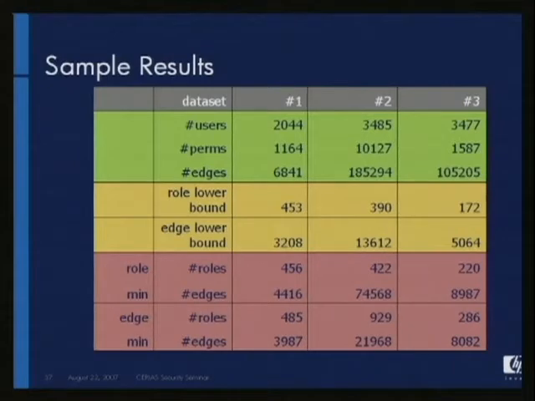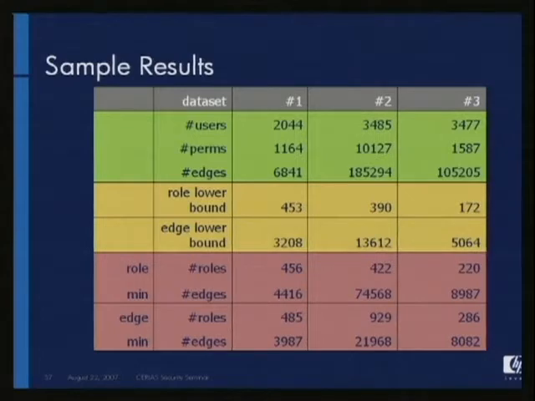In our lower bound techniques, we were able to determine that, for the 3 different cases, there must be at least 453, 390, and 172 roles. Now, that doesn't mean that that's the optimal number of roles. That means that the optimal number of roles can't be any smaller than that. The actual optimal number might be bigger than that, but we can't really tell. But we know that it has to be at least that big.